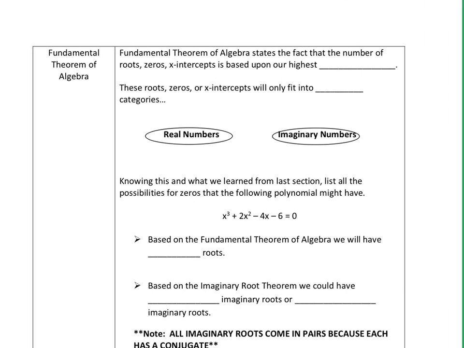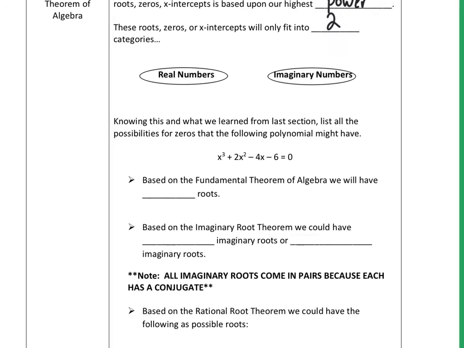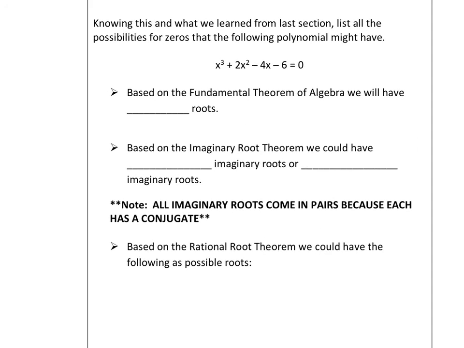So back to this fundamental theorem of algebra. It states that the number of roots, zeros, or x-intercepts, whatever you want to call them, is based upon our highest power. So these will only fit into 2 categories. They'll be real or they'll be imaginary. And knowing this, and what we learned from the last section, we've got to list all the possibilities for zeros that the following polynomial might have. So based on the fundamental theorem of algebra, my highest exponent in this equation is 3. So I know I'm going to have 3 roots.